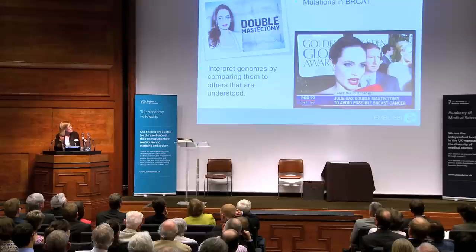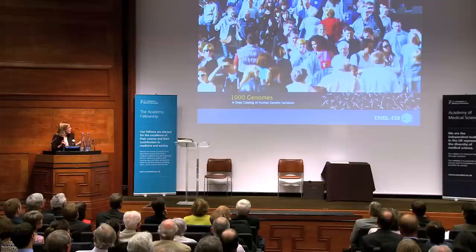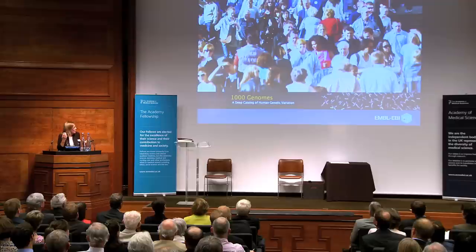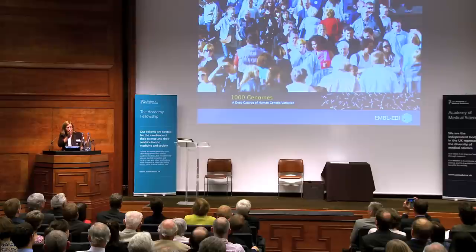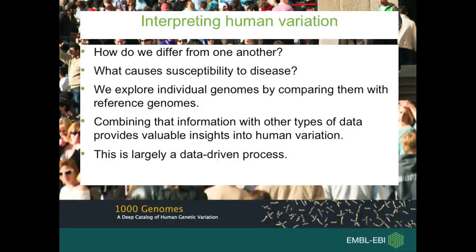And so we can begin to think about interpreting human variation. And the first project really that attempted this was the 1,000 Genomes, a project funded by a variety of funding bodies to sequence the genome sequences of 1,000 different people. And that allows us to ask new questions. How do we differ from one another? How does this molecular difference translate into the physical differences, the emotional differences, all those that we see? What causes our different susceptibilities to diseases? Do these genome variations contribute to these differences?